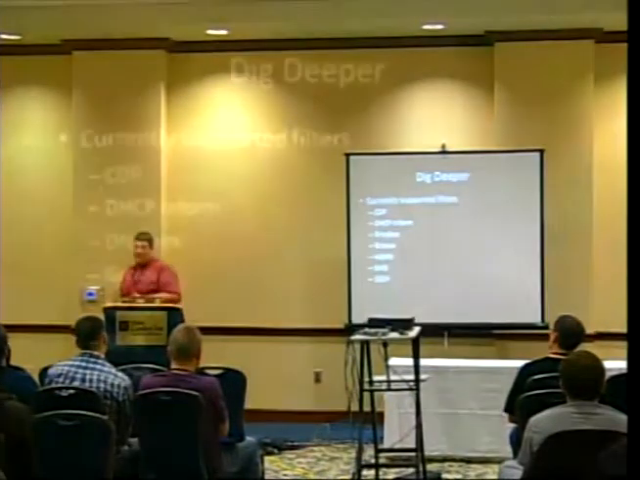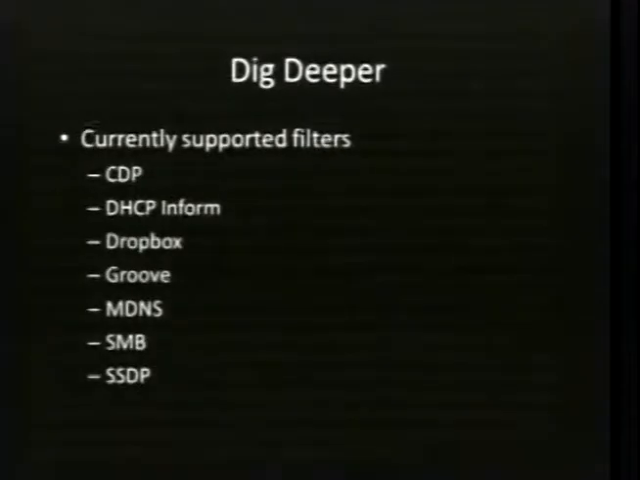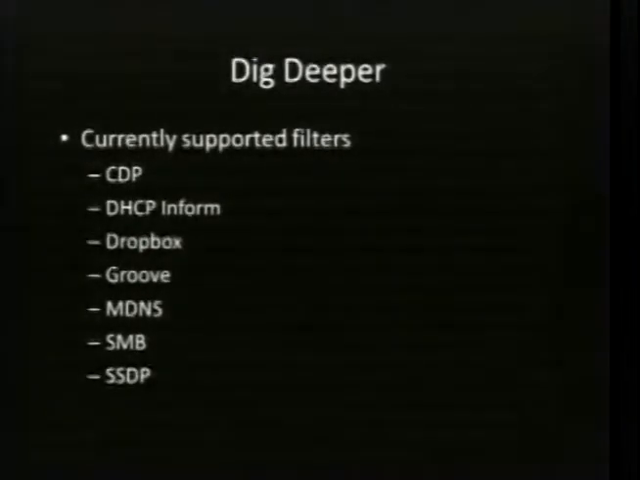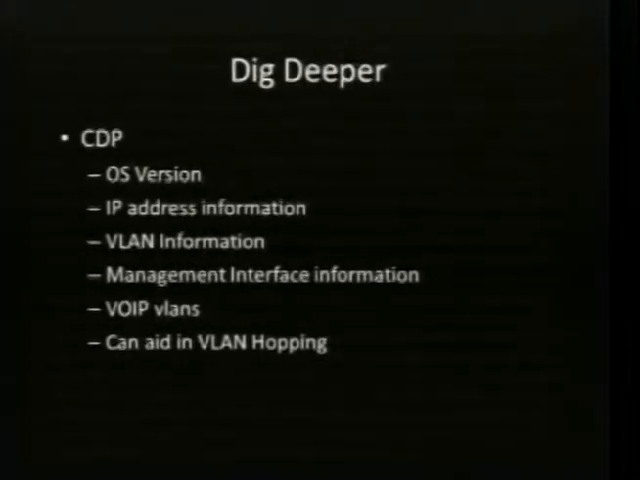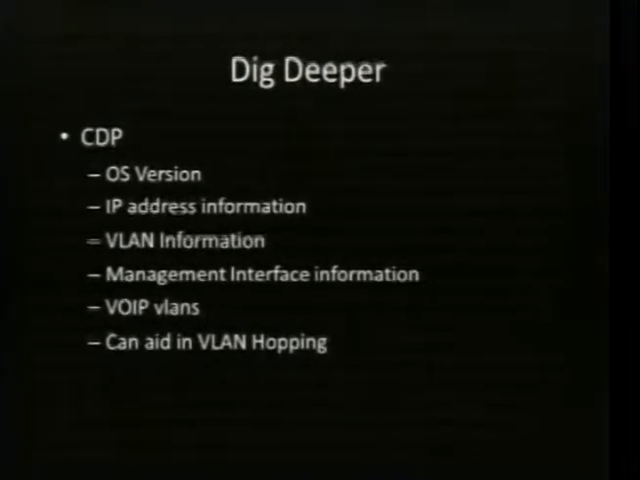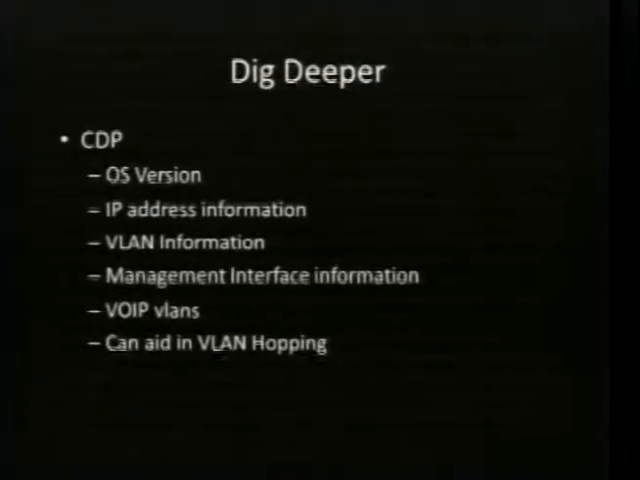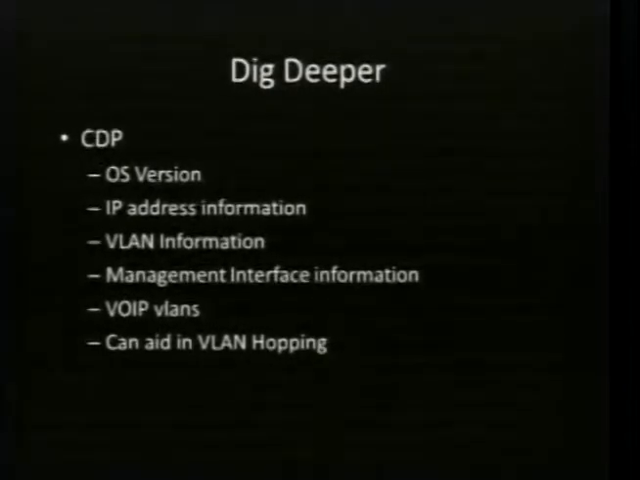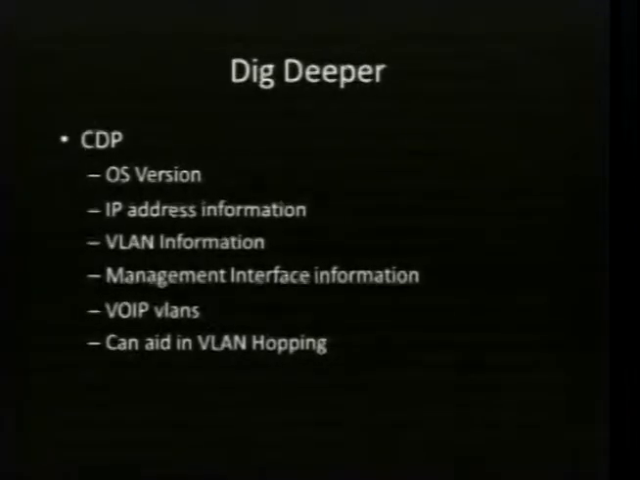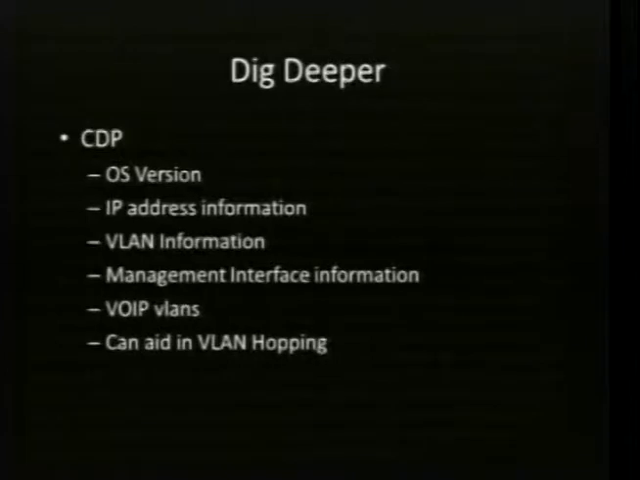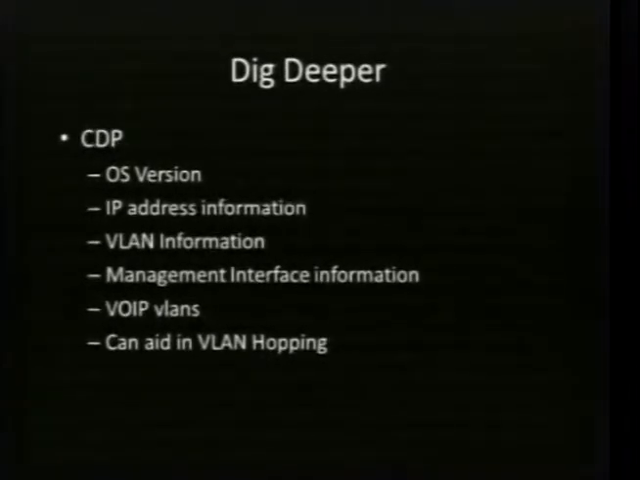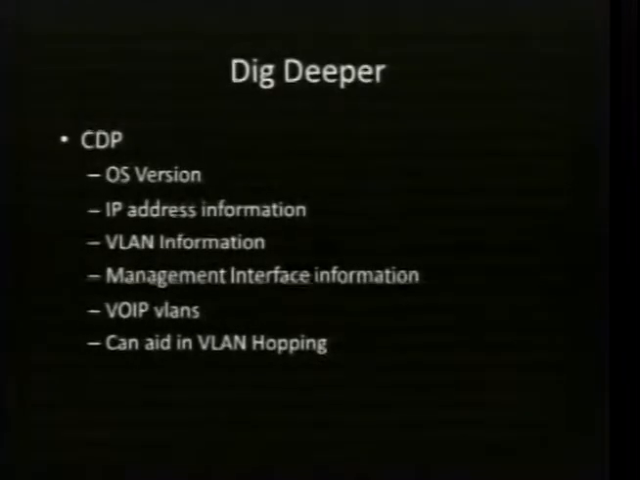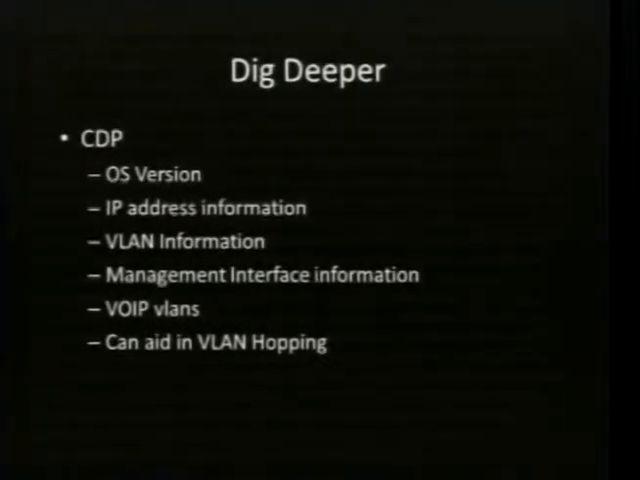So these are the currently supported filters and what they gather. We're going to go over each one real quick. So CDP is kind of cool. CDP is the Cisco Discovery Protocol, and what it is used for is talking between devices to sort of let each other know what's up. Some of the cool things that they share are their OS version and IP information about the switch or router. A lot of the time they'll also share VLAN information.